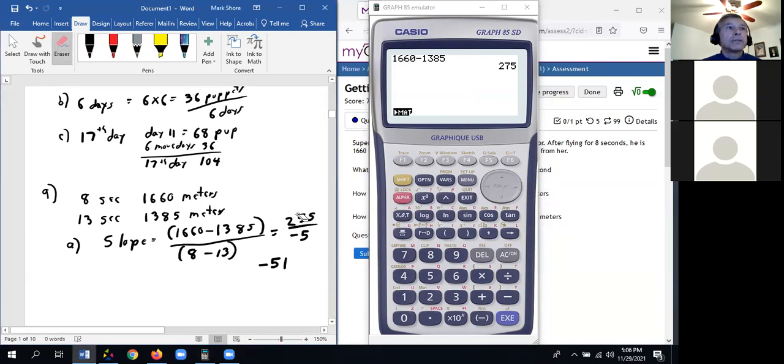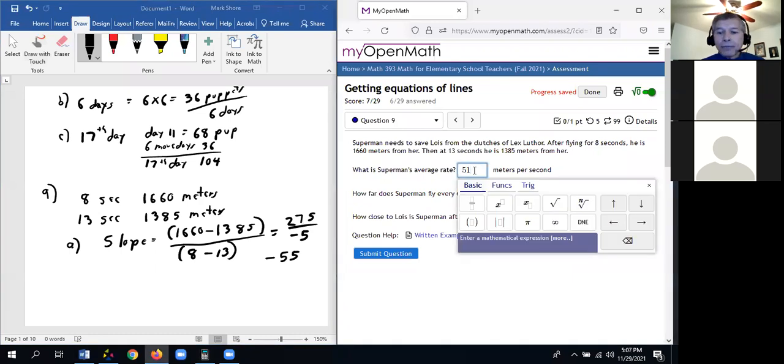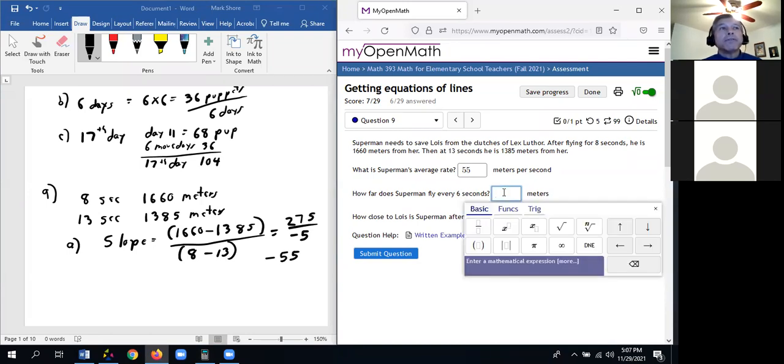So let's correct that. So that is right here, 275 over -5. And if I do that division, I think you get -55. So I believe this, and again, it can't be negative because it's a speed. So then every 6 seconds, just multiply this by 6. So 6 times 55 is, I think, 330.